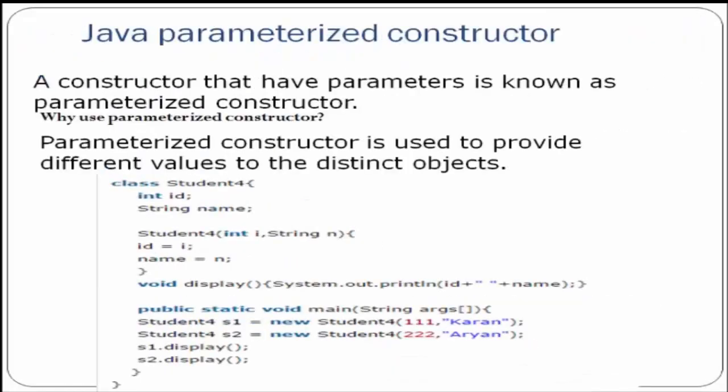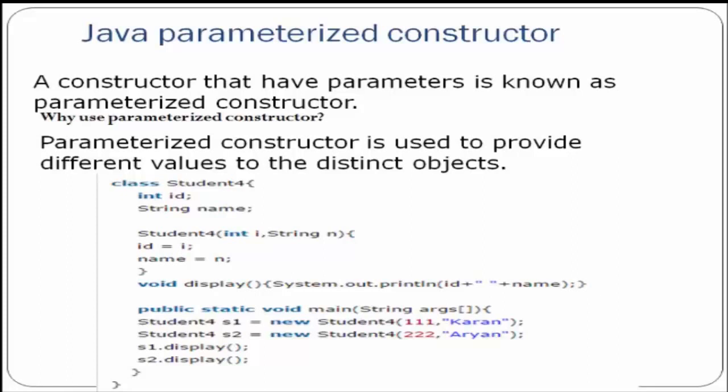Now let's see what Java parameterized constructors are. A constructor that has a parameter is known as a parameterized constructor. And why do we use a parameterized constructor? A parameterized constructor is used to provide different values to distinct objects. So let's see an example of a parameterized constructor.